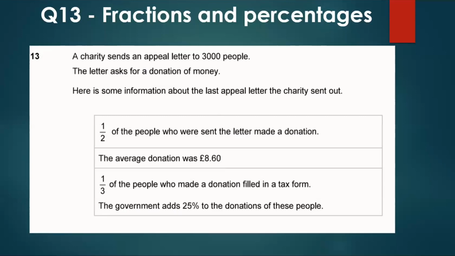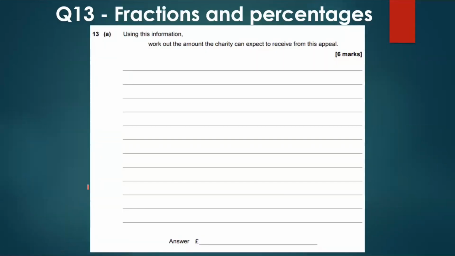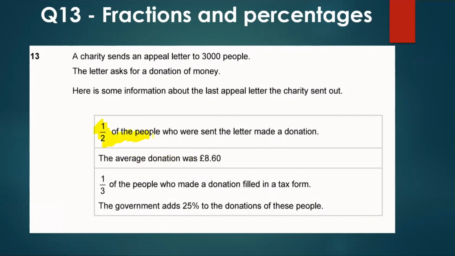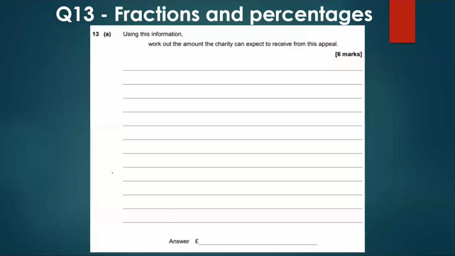So going back, first of all, we're going to look at how many people donated. That's the first thing we need to look at. Having a look at this information, we want to work out how many donations there were, because that's what we're looking at. How many people actually donated, first of all. It says here, half of the people who were sent the letter made a donation. Now, how many people were sent the letter? 3,000 people.